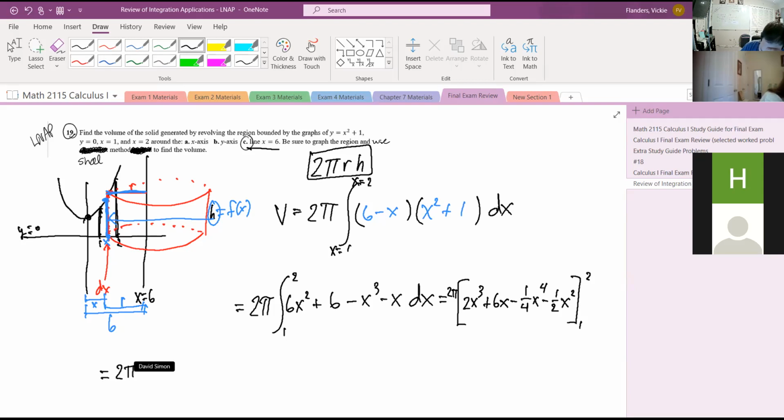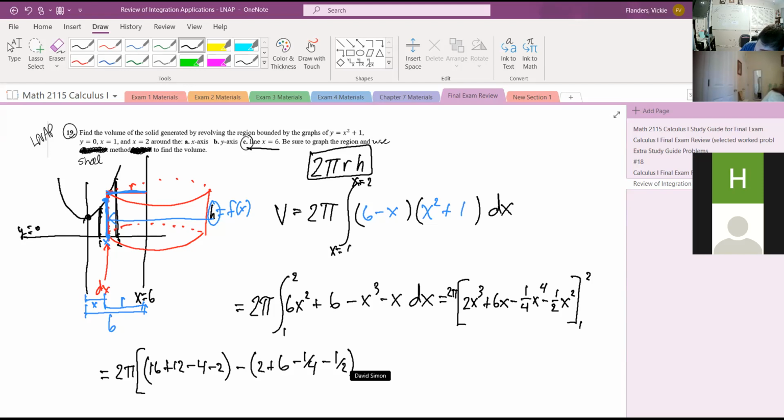So 2 pi times, when I plug in 2, I have 2 times 8, so I have 16. 6 times 2, so plus 12. And then 2 to the 4th is again 16, but divided by 4, so minus 4. And 2 squared is 4, but times a half, so minus 2. Minus, if I plug in 1, that's just going to be 2 plus 6 minus 1/4 and minus 1/2 right there.